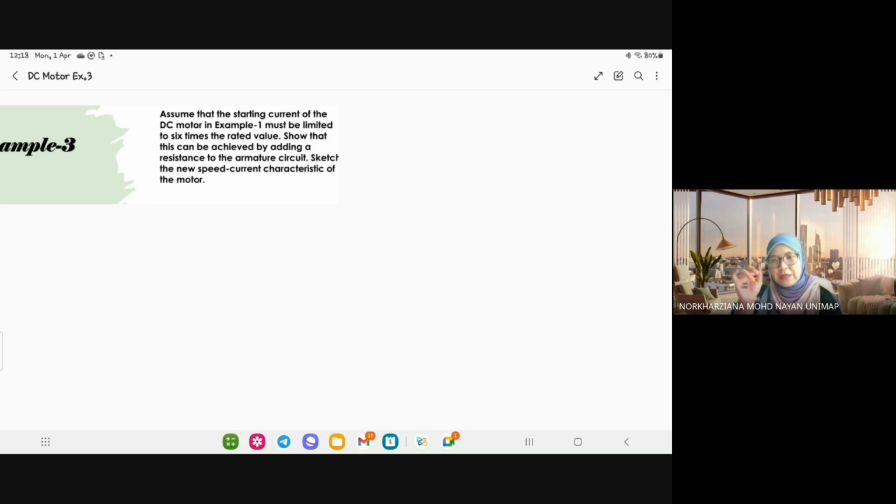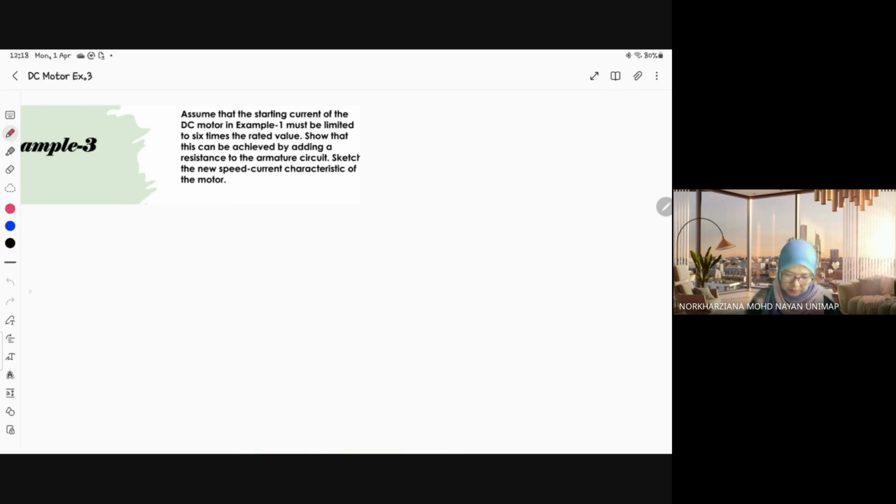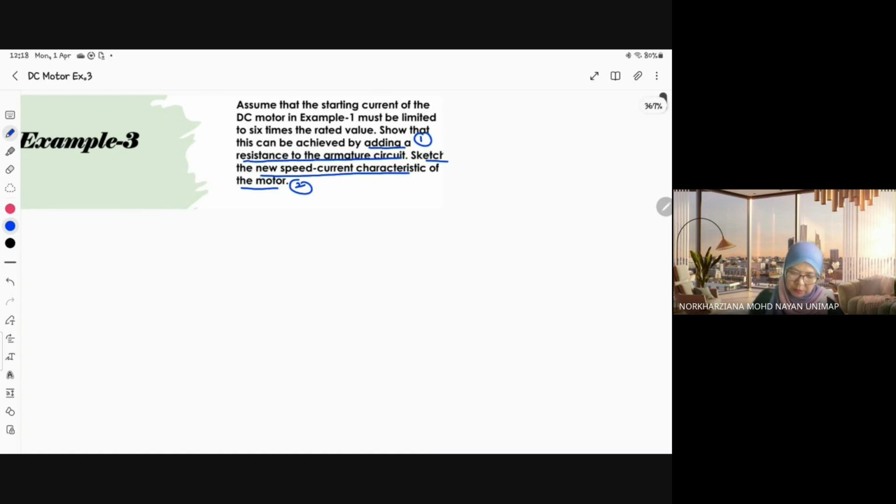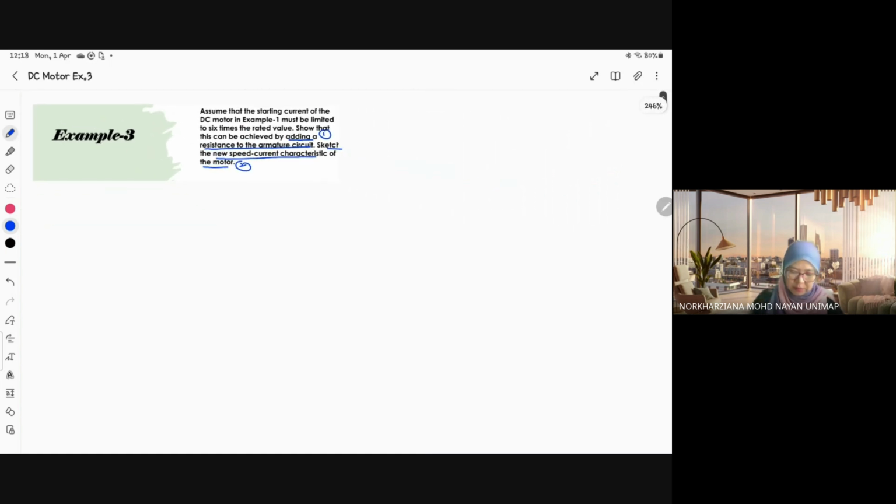Okay, now let's change the method. We are not adjusting the VT or VA. Now we are adding one more component on the circuit, by adding a resistance to the armature circuit. Okay, and now you need to sketch a new circuit. Then number 2, you need to sketch the new speed current characteristic of the motor. So 2 tasks. Okay, so let's start with drawing your circuit first.